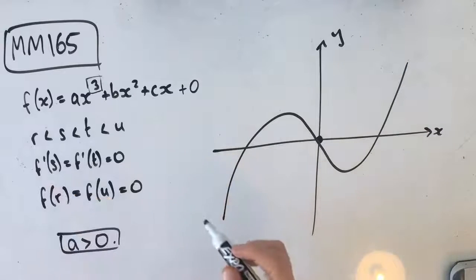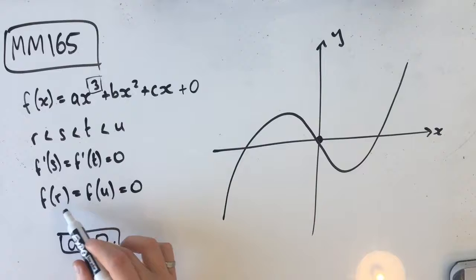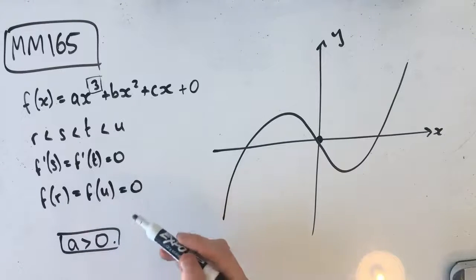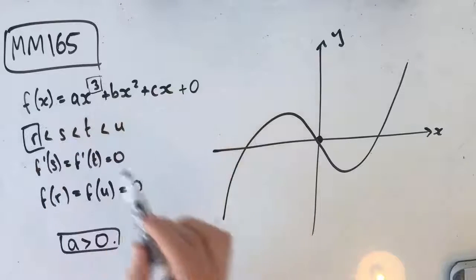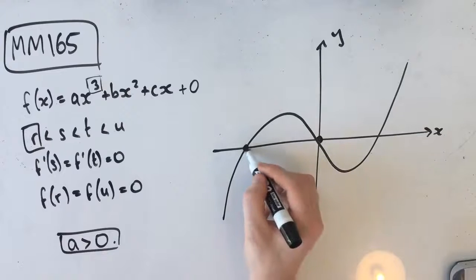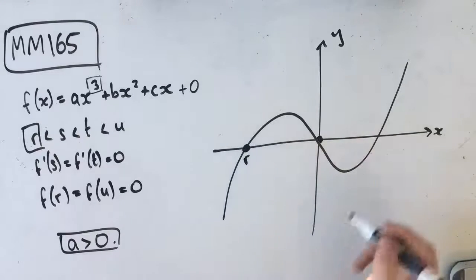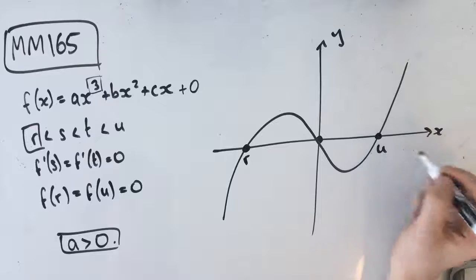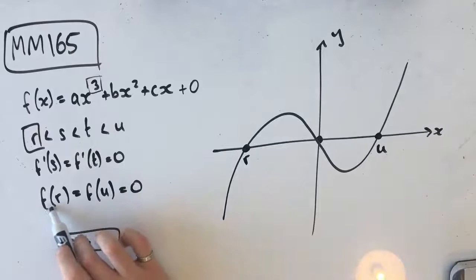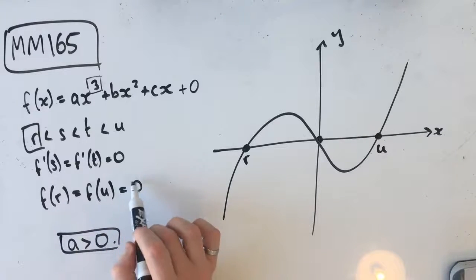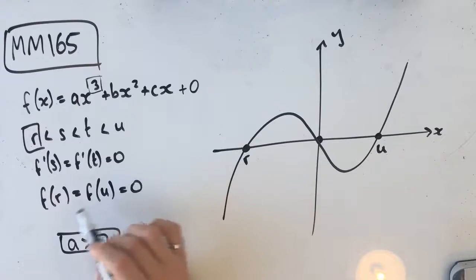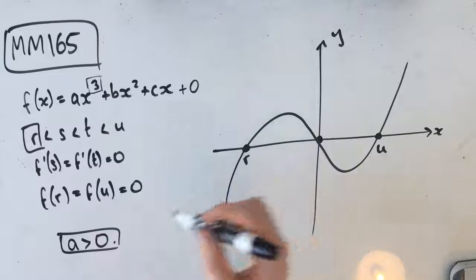Now, f of r and f of u equals 0, and r is our smallest value of x, which means that r is equal to this point here, and u is equal to this point here, right? Because this is like saying f of x equals 0, which is talking about our x-intercepts, yeah? So when f of x equals 0, we have an x-intercept.